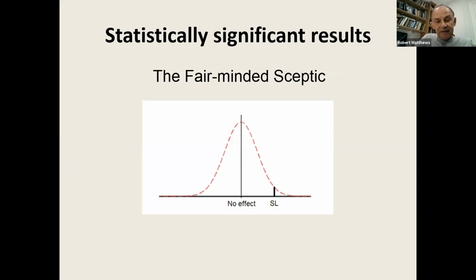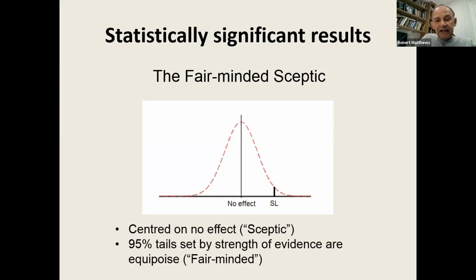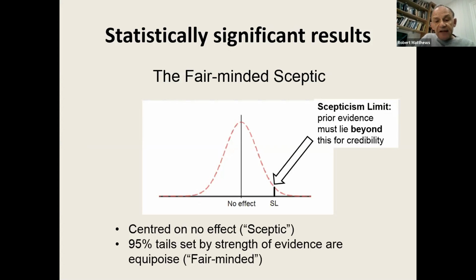Well, here's that person. Basically, it's a skeptic in the sense that it's centered around no effect. The solution is centered about no effect, but the 95% tails are set by the strength of evidence. They're deduced from the findings we're now looking at. And they're also, as you can see, equally balanced. A fair-minded challenge. Now you'll notice there that there's a limit there. That's called the skepticism limit.